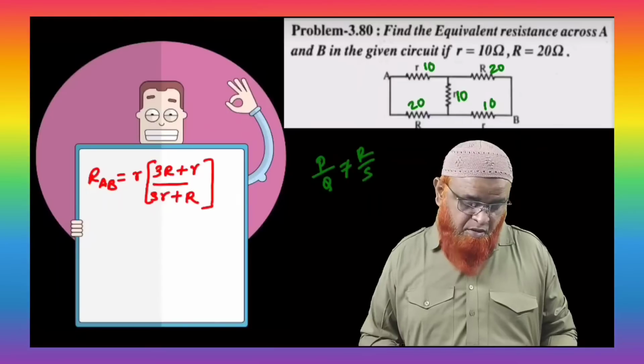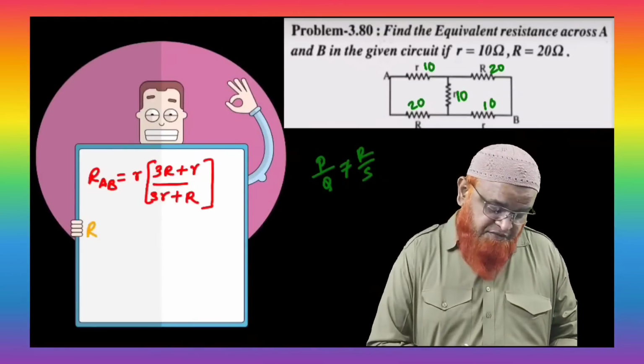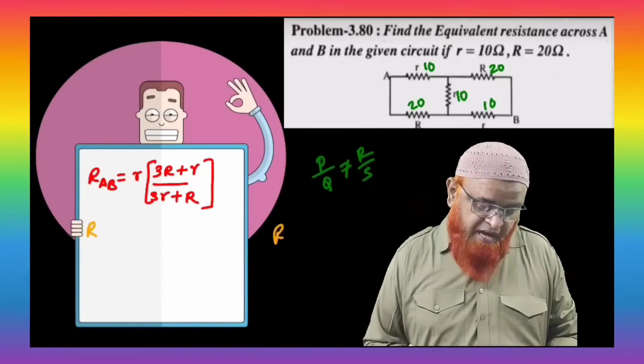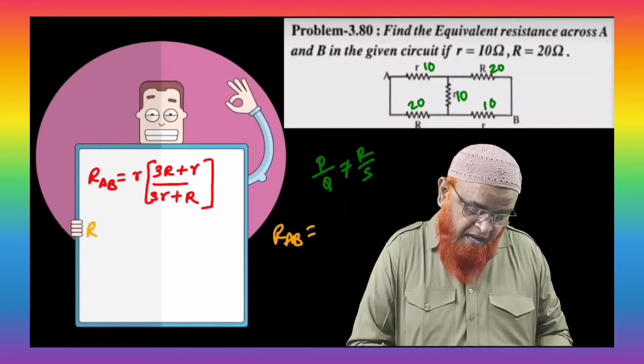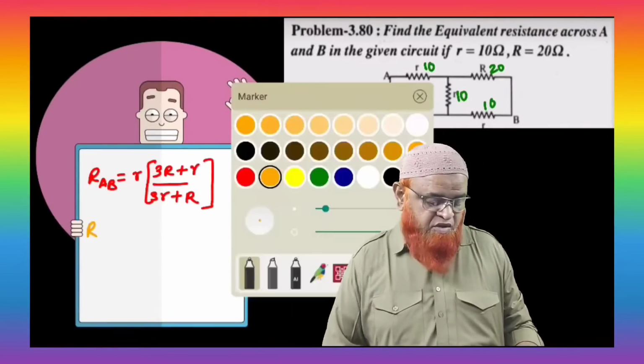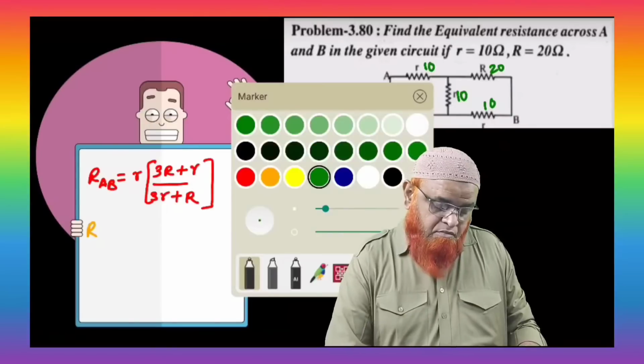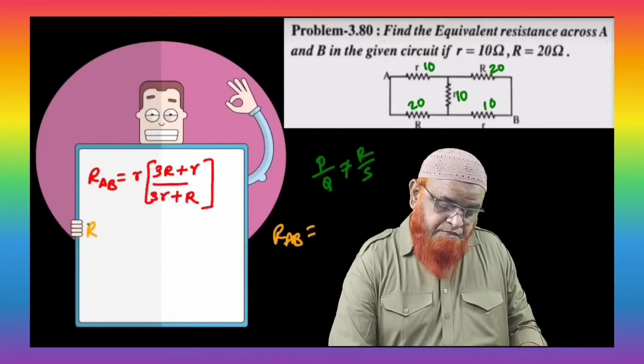So this shortcut, if you use, you can solve this problem in a fraction of seconds. How are you going to solve this problem? Let us see now. You all know that here you are going to find out RAB. So how are you going to find RAB? By using this shortcut which is written here. So let us do that problem now.